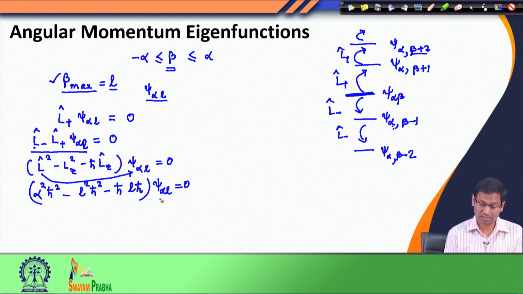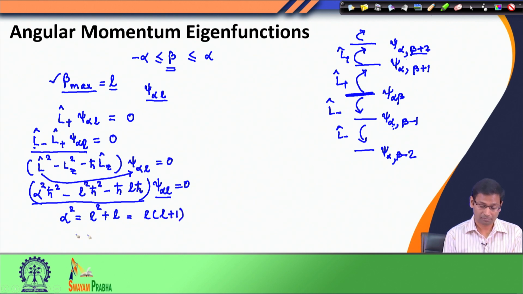So, when I look at this relation, the non-trivial solution for this would be when this term, which are the eigenvalues, will be 0. Therefore, alpha square is going to be L square plus L, or L into L plus 1. This is what I get, alpha square and the relation between alpha square and L. What is L? L is the maximum value of beta.